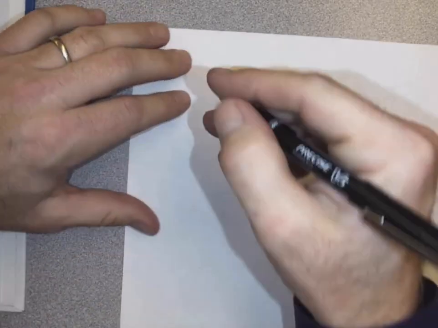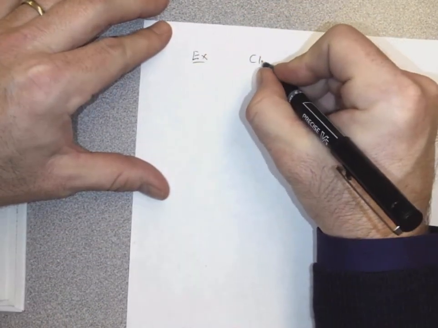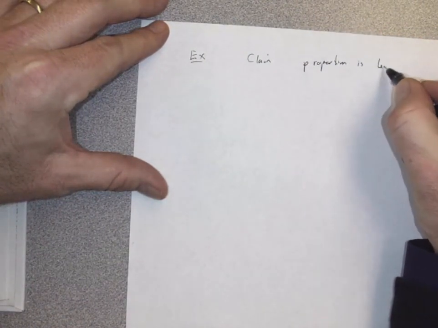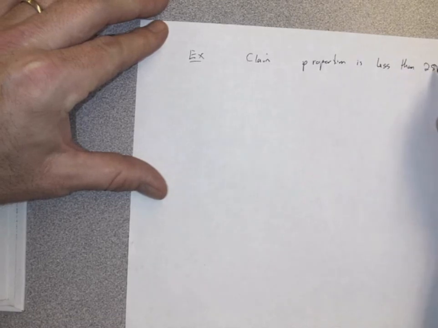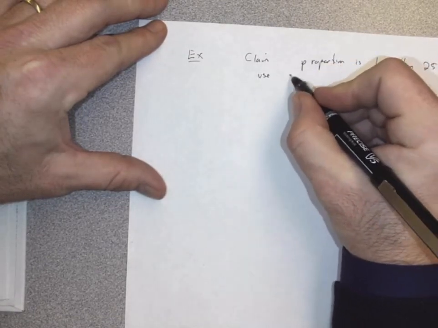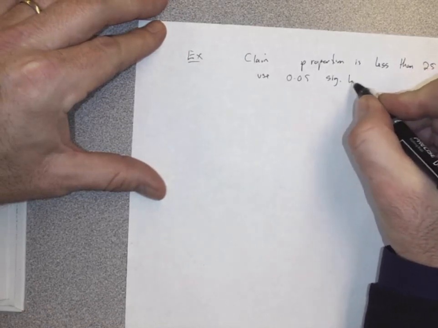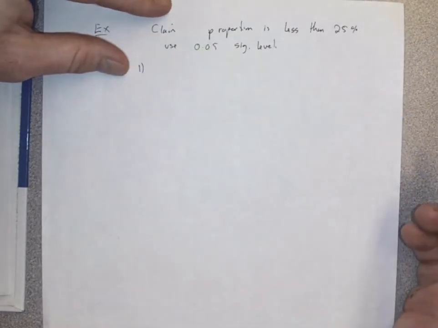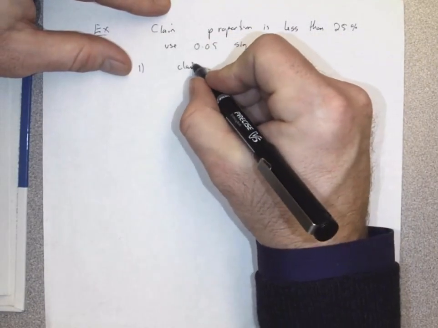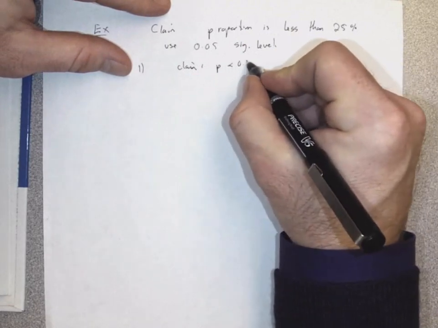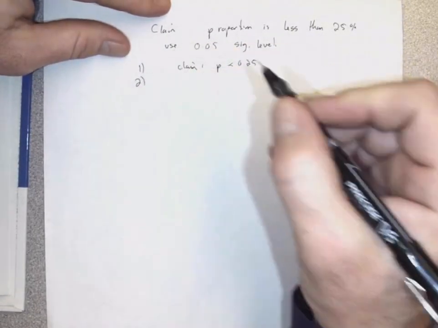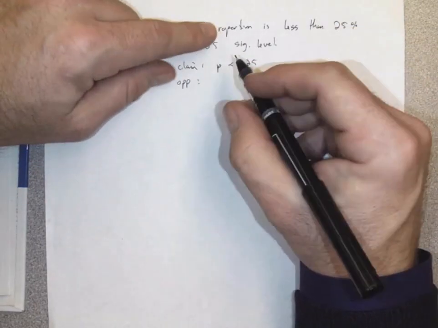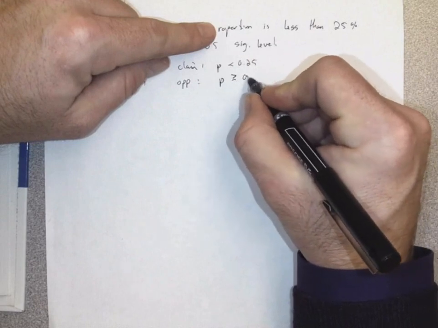Let's say our example here is the claim that the proportion is less than 25%, and I'm going to use a 0.05 significance level. In step one, I write a symbolic representation for the claim. Well, the claim is that the proportion is less than 25%. Number two, the opposite of that claim is that P is going to be greater than or equal to 0.25.